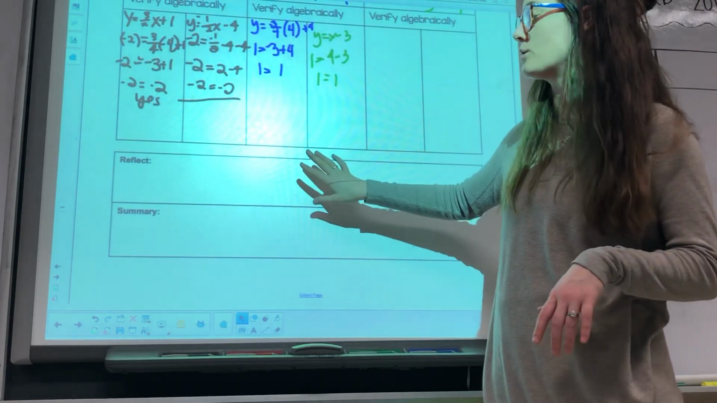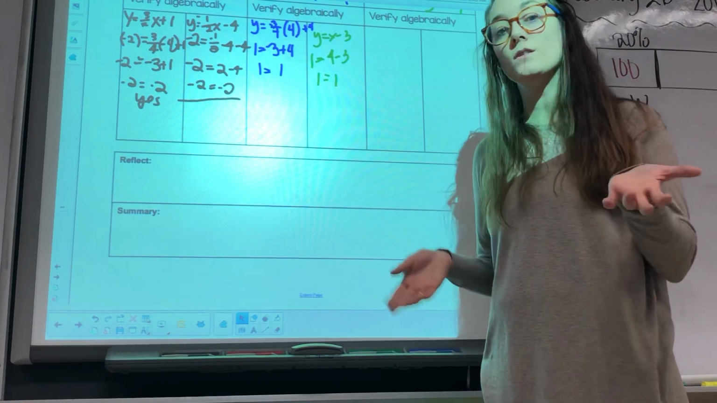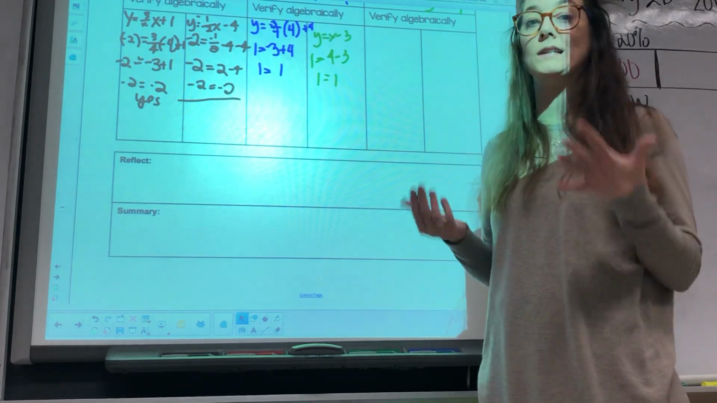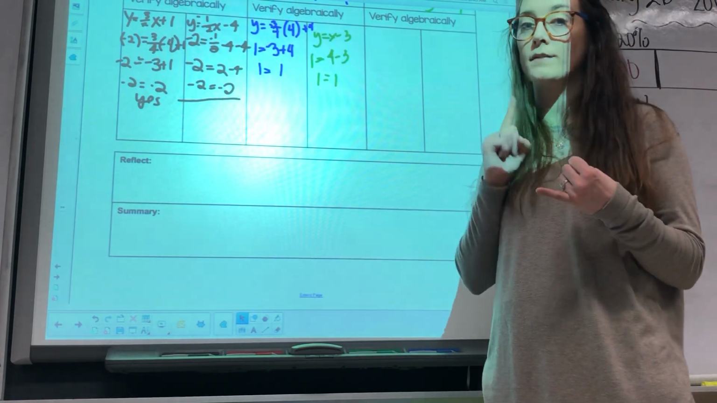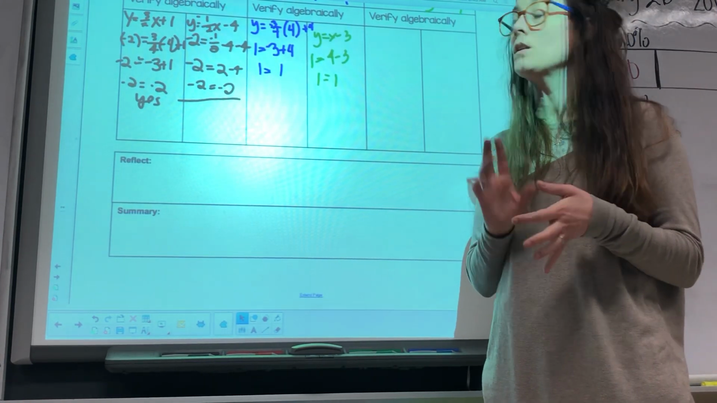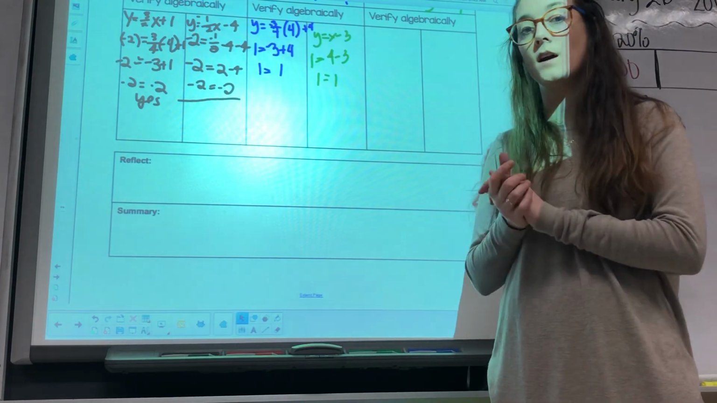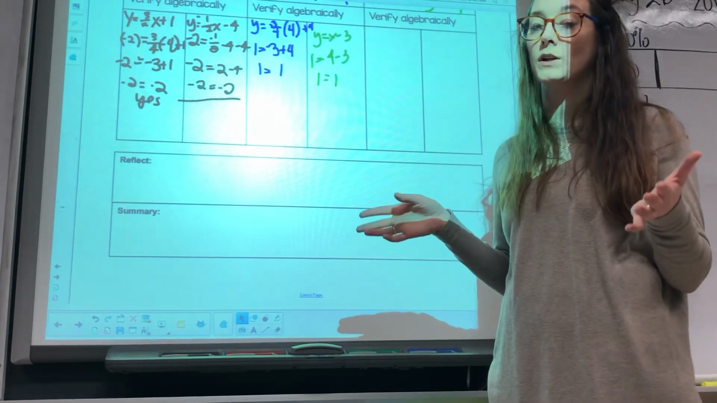So what I'd like for you to do is go ahead and reflect. What did you already know about systems? Was it easy? As far as graphing goes, it's the easiest way to solve. So if you have a graphing calculator available, it's always easy. Otherwise, if you have graphing paper, it's super easy.